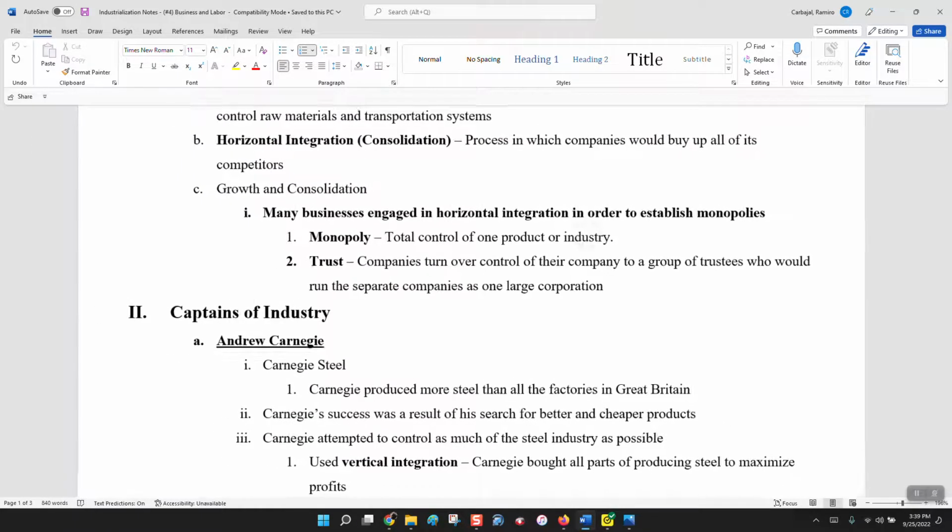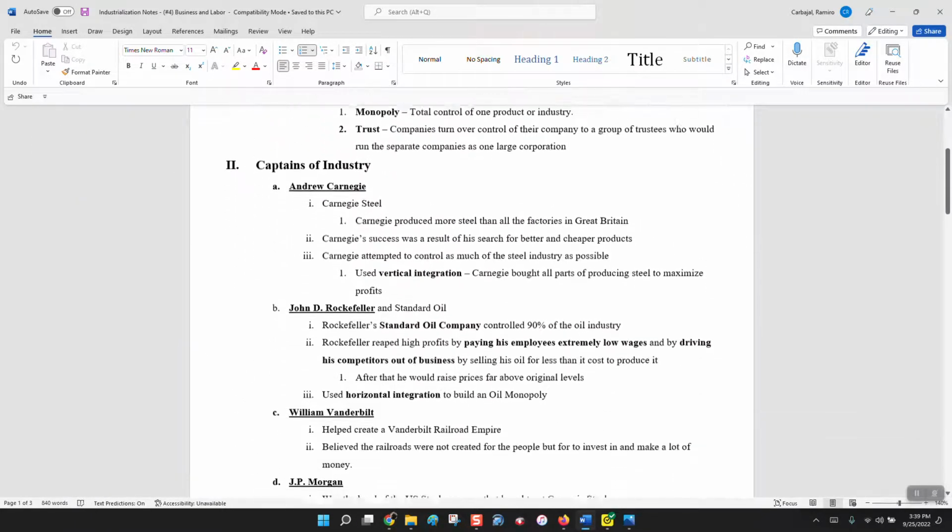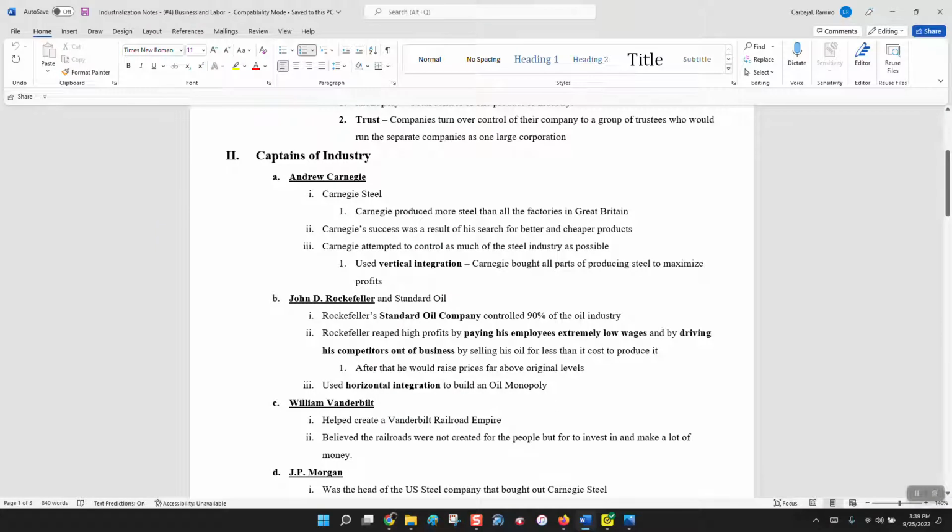And these things, both monopoly and trust, are both illegal today. But in the 1800s, when this happened, they were able to do it. Now, captains of industry, these are people who took advantage of these strategies and these laws, and they made themselves a huge amount of money. Andrew Carnegie made a steel industry monopoly, and he used vertical integration and horizontal integration, and he paid his workers very, very cheaply, and at one point in his life, he would be the richest person alive.